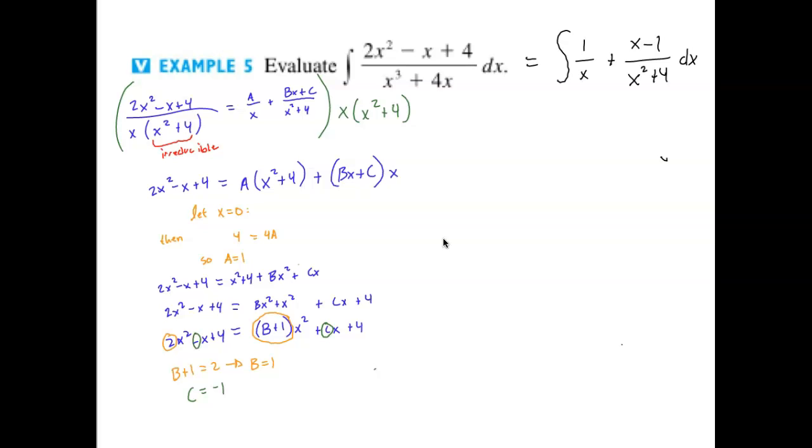So now let's see how to deal with this, right? Antiderivative of 1 over x is just natural log absolute value x. So that's that piece. Now I'm going to break the other piece into two separate integrals. So I'm going to still have the plus integral x over x squared plus 4 dx, minus integral 1 over x squared plus 4 dx.